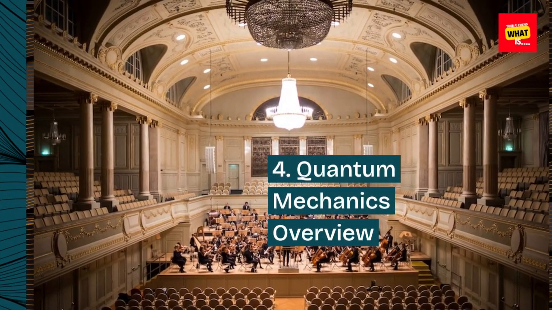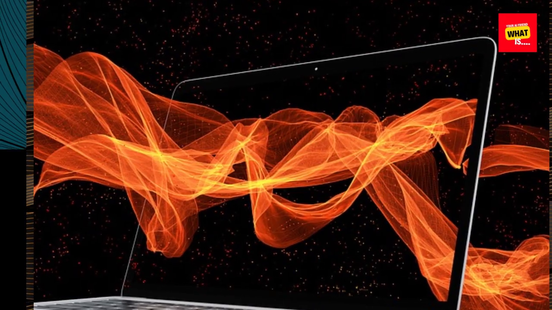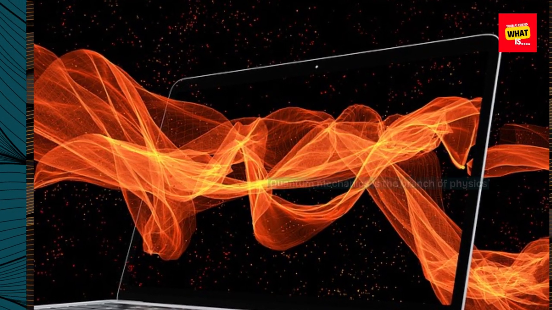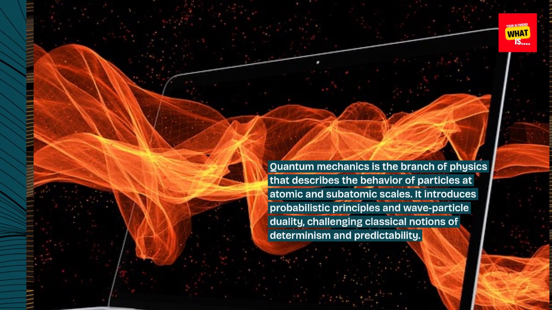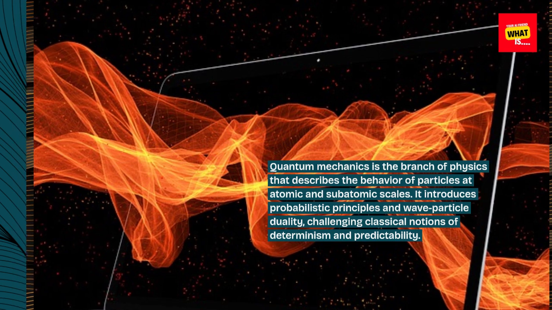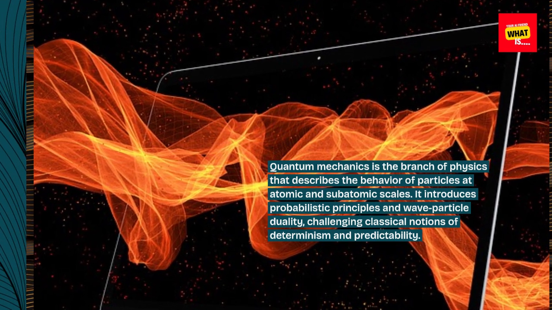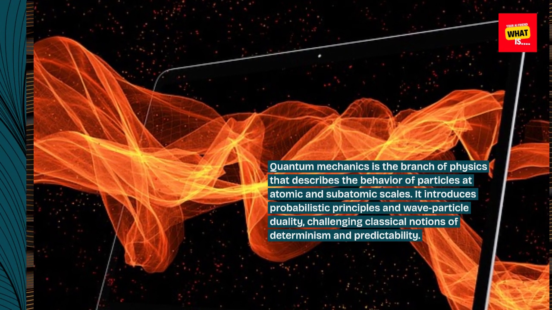4. Quantum mechanics overview. Quantum mechanics is the branch of physics that describes the behavior of particles at atomic and subatomic scales. It introduces probabilistic principles and wave-particle duality, challenging classical notions of determinism and predictability.